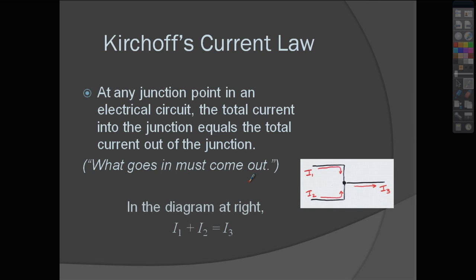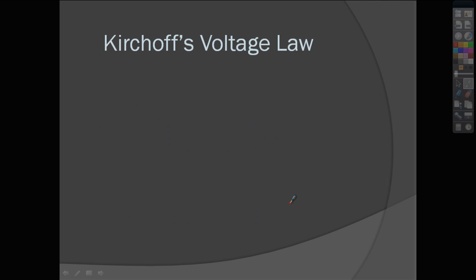And a little picture for you. So we have a current on this path, I1, current on the second path, I2. They're going to come into the junction point, and the current coming out is going to be I3. So we simply just add these currents together. I3 is not going to be bigger than I1 plus I2. It's not going to be smaller than I1 plus I2. It's going to be the exact same as I1 plus I2, because what goes in must come out.